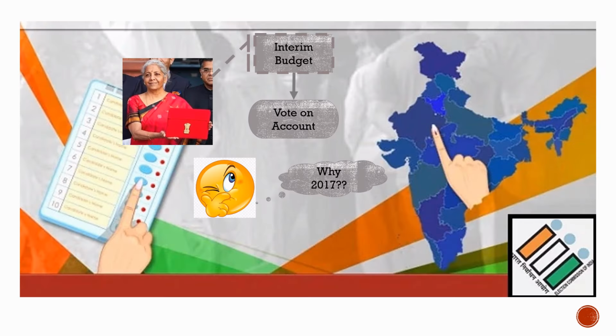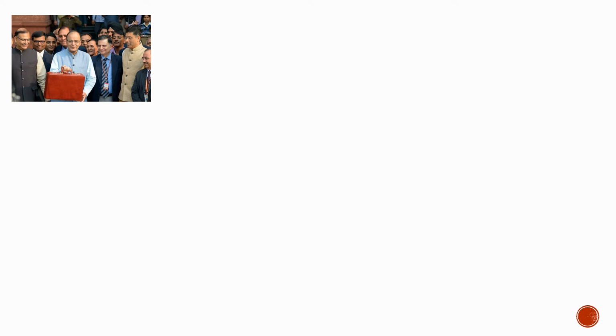But wait, I'm sure you're still thinking why am I saying until 2017? Let's go back few years in timeline to 2017. Until 2016, budget was presented on the last working day of February by the Finance Minister in Parliament.